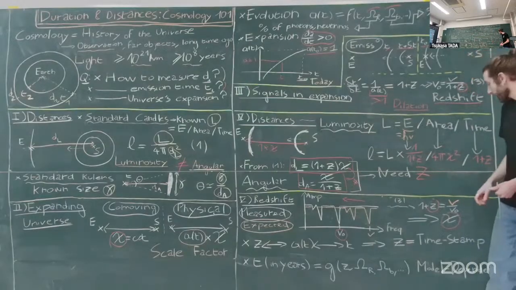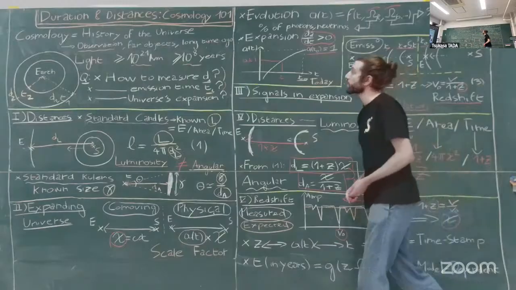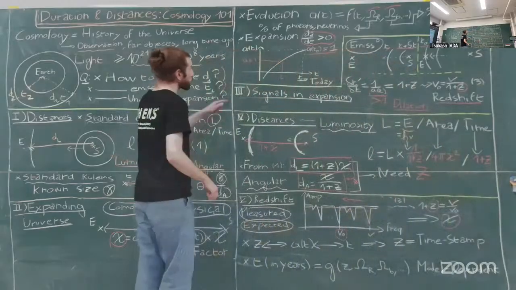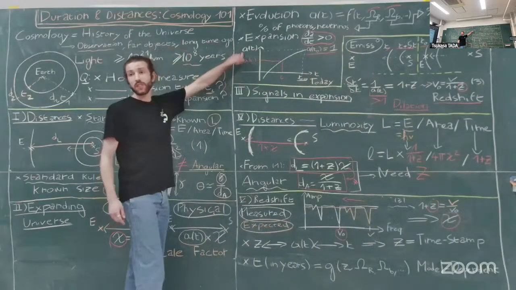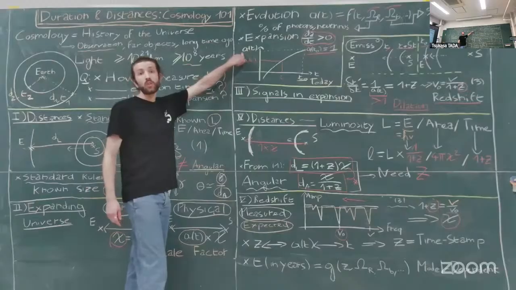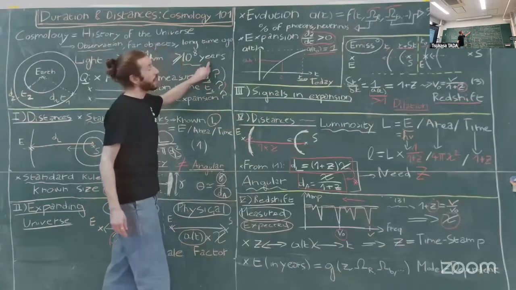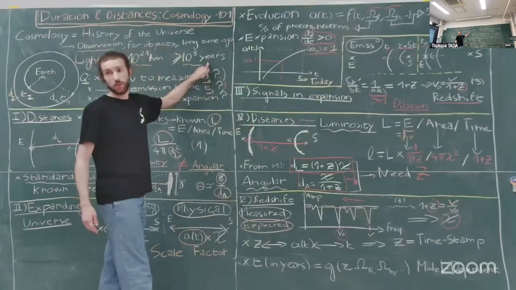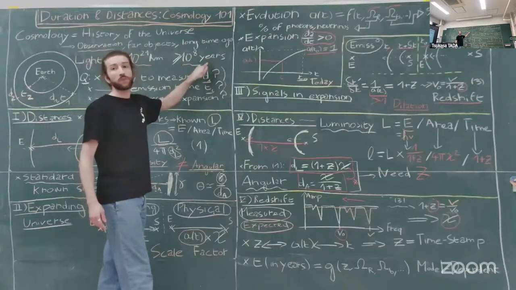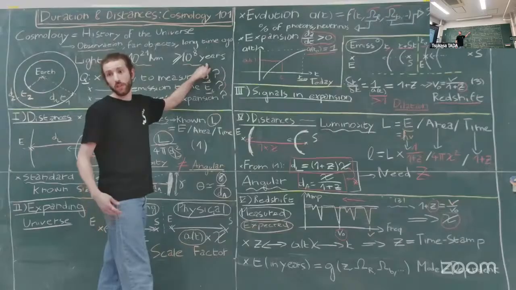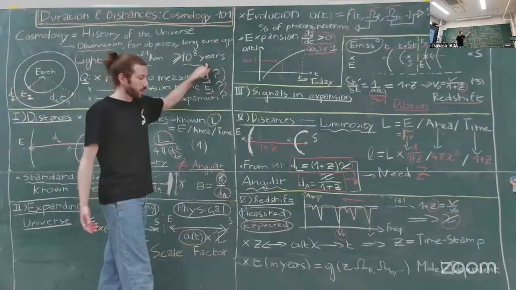Now, if you want to convert this timestamp of redshift into years, you have to know this function, a of t, which means that you have to know the content of your universe. You have to know how much there is of each type of matter. And so this number of years is a model-dependent statement, of course. And when you see numbers in years, in general, it's assuming the standard model of cosmology and the values that we've measured to the best of our ability.